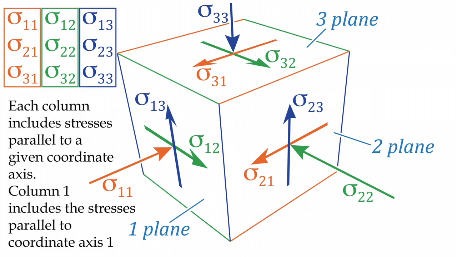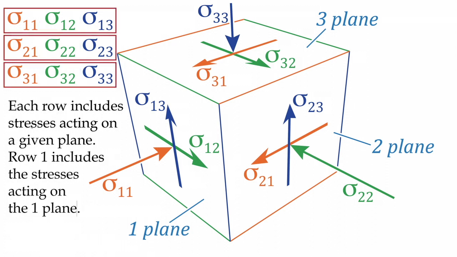Each column includes the stresses that are parallel to a given coordinate axis. So for example, column 1 includes the stresses parallel to the coordinate axis 1. What else? Well, it turns out that each one of the rows includes stresses acting on a given plane. So all of the stresses acting on this top plane, the 3 plane, are found in this row at the bottom of our matrix, 3, 1, 3, 2, 3, 3. Same for the other 2 faces.